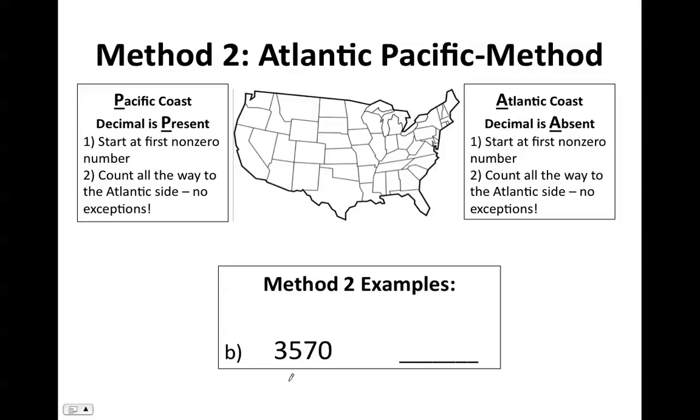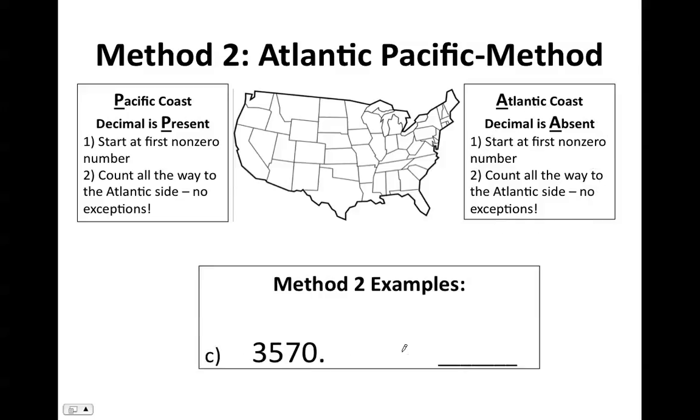Here again, I have no decimal point, so I'm looking at the Atlantic Coast rule, which means I'm going to start over here on the right where the Atlantic is. I'm going to go to the first 1 through 9 number and then count everything over to the left of that. So once again, I have just 3 sig figs for that number. Here, we now have a decimal point present, so I'm looking at the Pacific Coast. That means I'm going to start on the left-hand side, on the Pacific side, and count, starting at my first 1 through 9 number, everything from that point to the right. So I have 4 sig figs for this number.